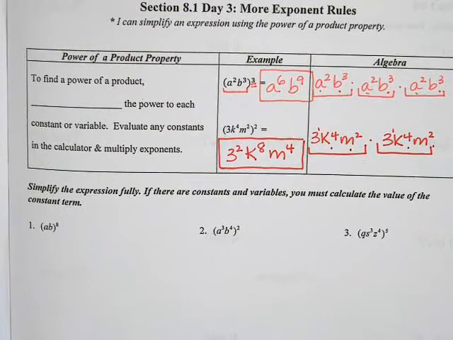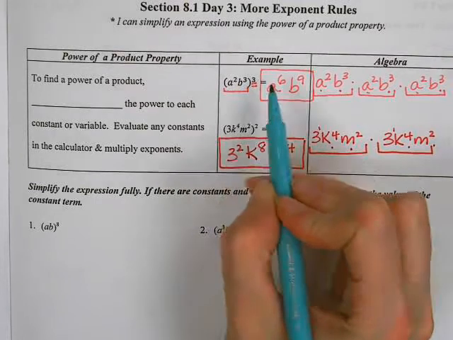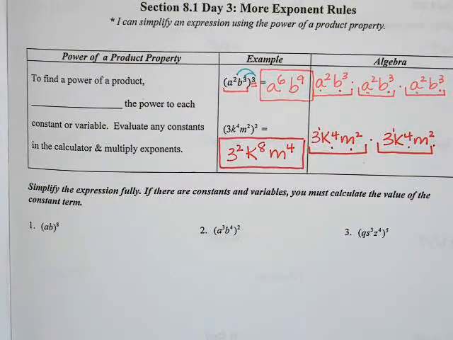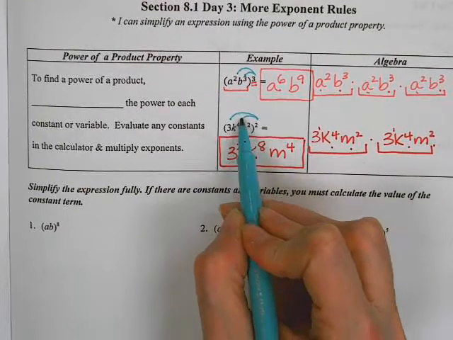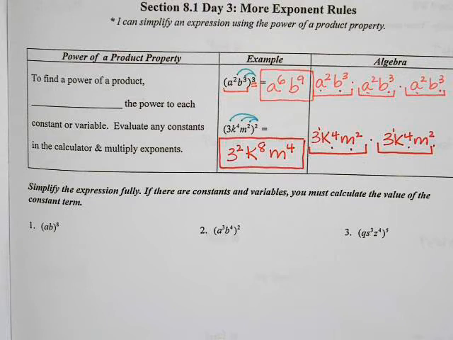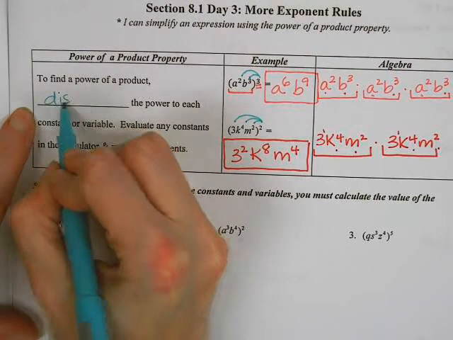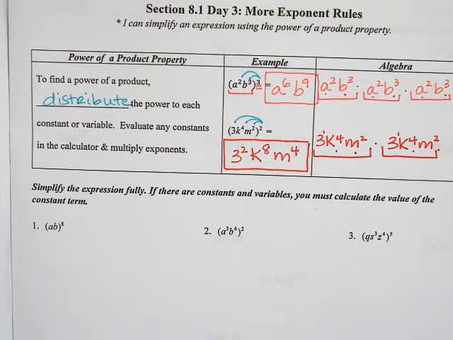Okay, so the rule today is very simple. If you have more than one base, just distribute to both. Okay, so you just got to distribute to every single base. So to find a power of a product, you distribute the power to each constant or variable.